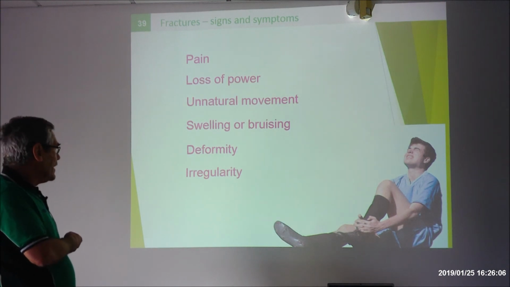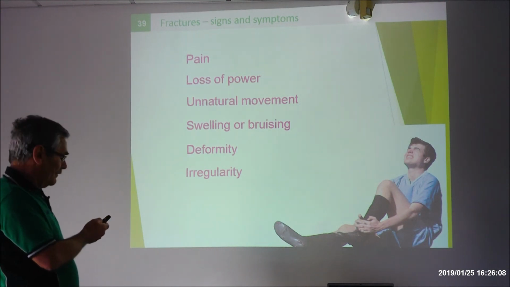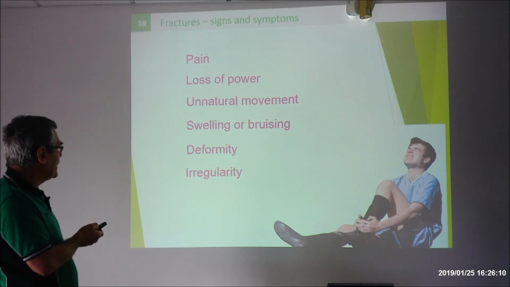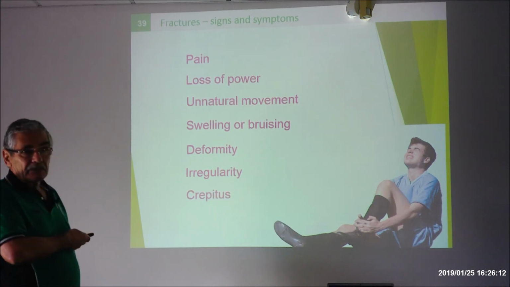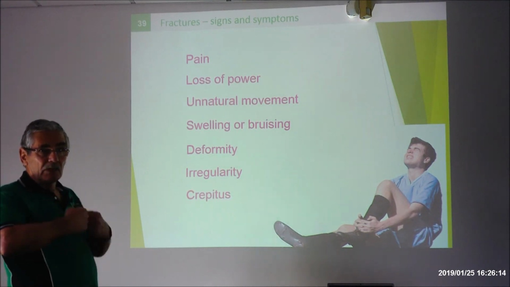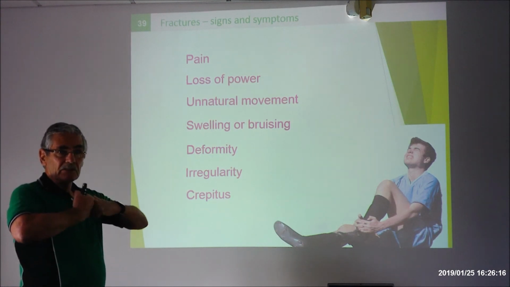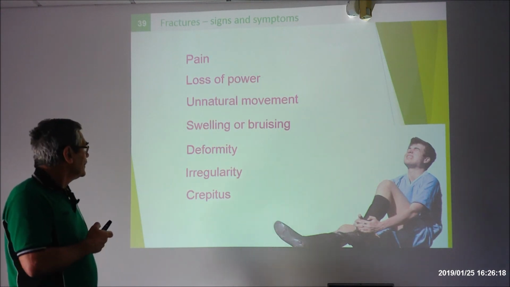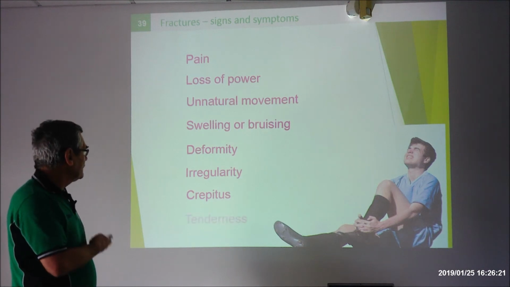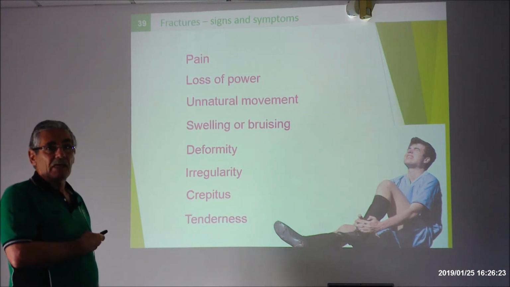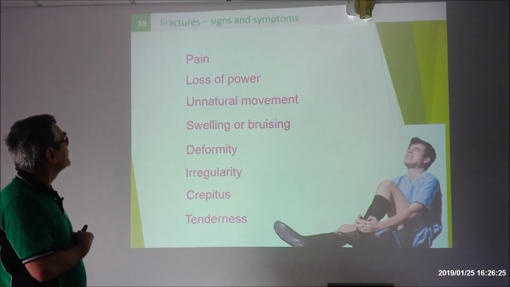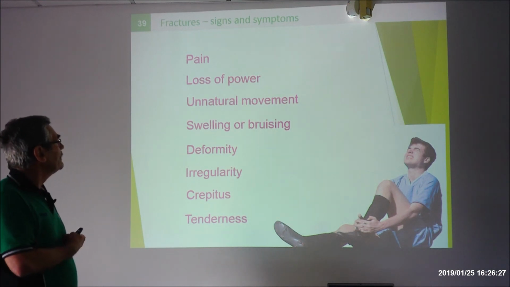Irregularity, you look at the right one, compare it to the left, it won't be the same shape or size. Crepitus. All crepitus is when the bone rubs against the bone. So it's not a very nice sound. And the last one, tenderness. So those are your signs and symptoms of a fracture.